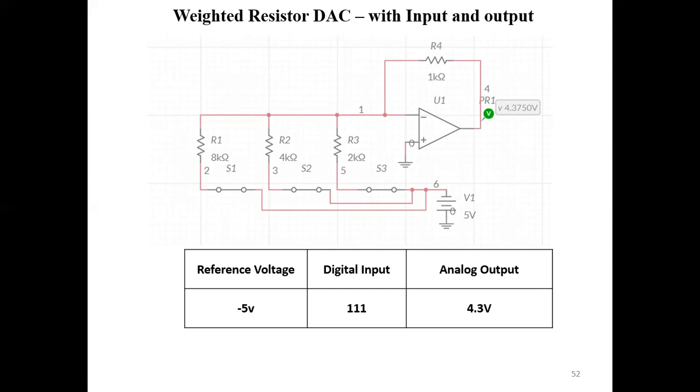In the next class, we will see the inverted R2R model, that is, voltage mode and current mode, and DAC switches. What types of switches are used in the DAC, and how are DACs used as switches in different applications. Thank you.